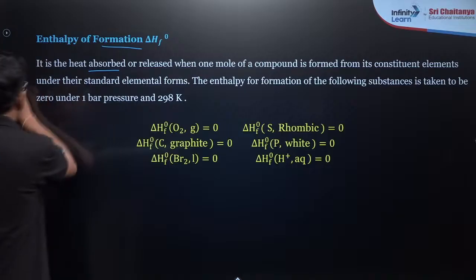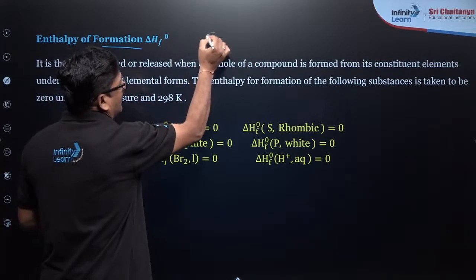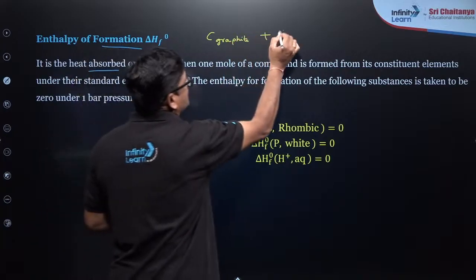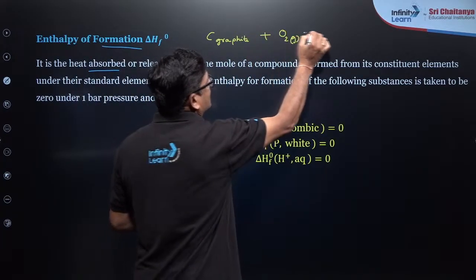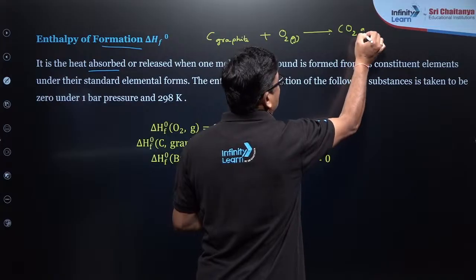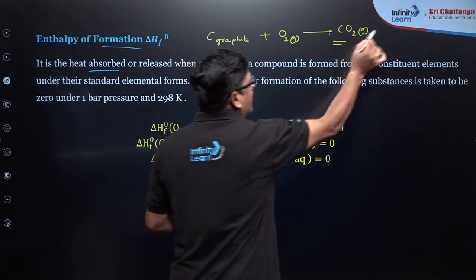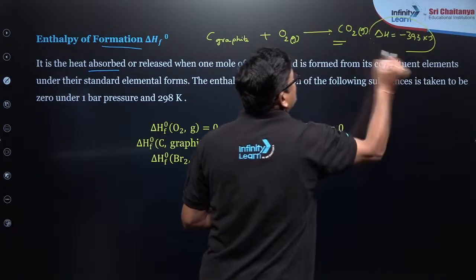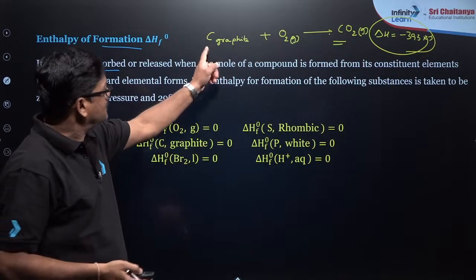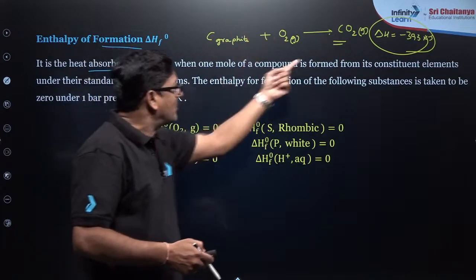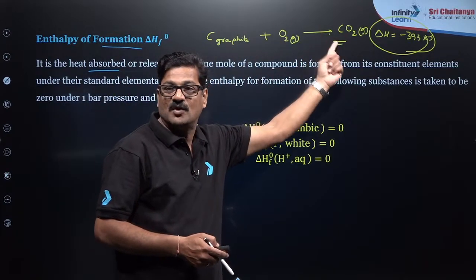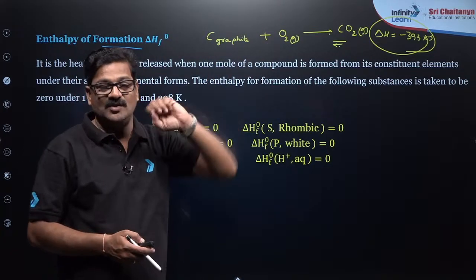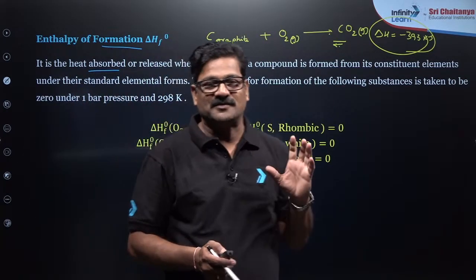Now you can see, enthalpy of combustion: carbon in the graphite form and oxygen in the gaseous state give rise to carbon dioxide in the gaseous state. You can see this reaction, delta H is equal to -393 kilojoules. So this value is telling the combustion of graphite and also the formation of carbon dioxide, because 1 mole of carbon dioxide is formed from its elemental substances.